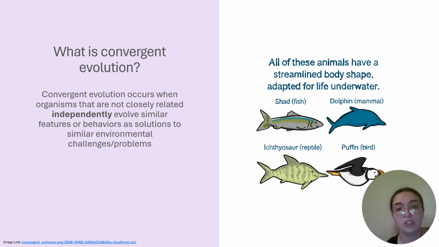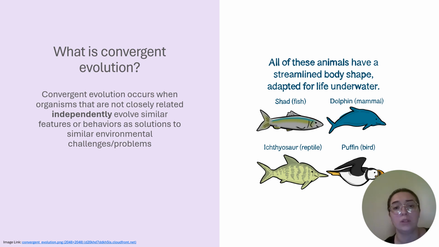It can result in matching body shapes, color patterns, or abilities. The emphasis here is on the fact that the organisms are distantly related. This indicates that even though they may look or behave in a very similar way, the similarities evolved independently rather than coming from a common ancestor.